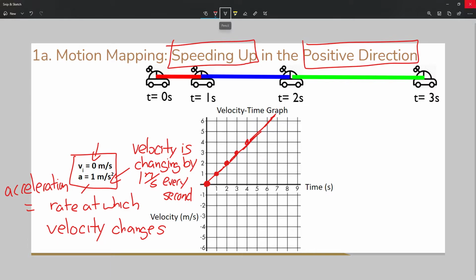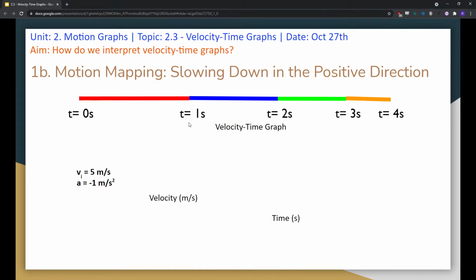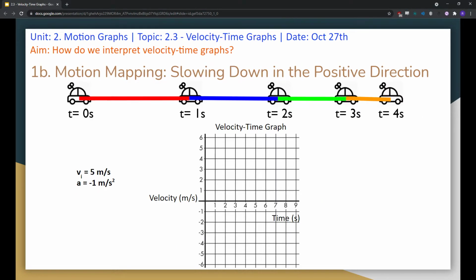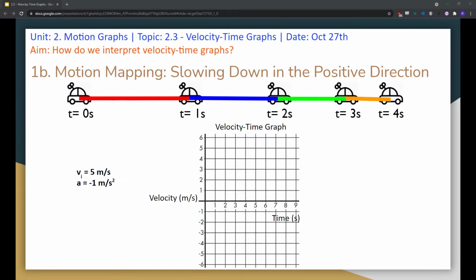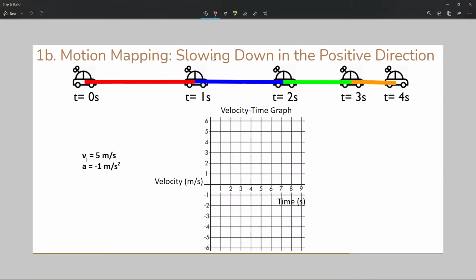Let's move on to the second one, let's move on to 1b. On the other hand, we now have an object slowing down. Instead of speeding up, we have an object that's slowing down. The object starts with an initial velocity of 5 meters per second, so we're going to put our dot there, and an acceleration of negative 1 meters per second squared.